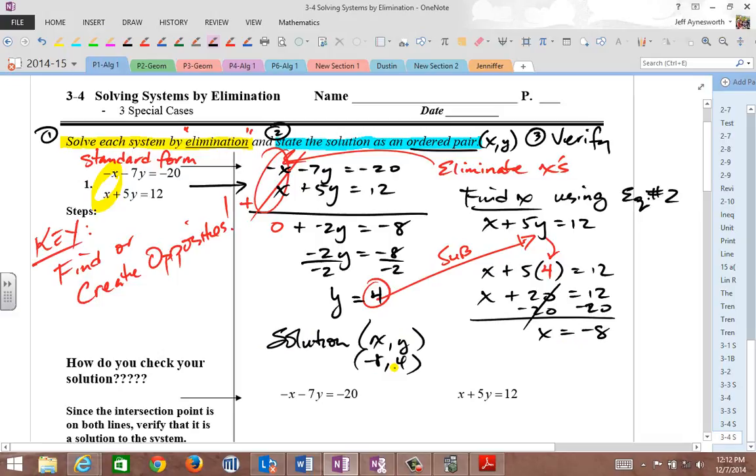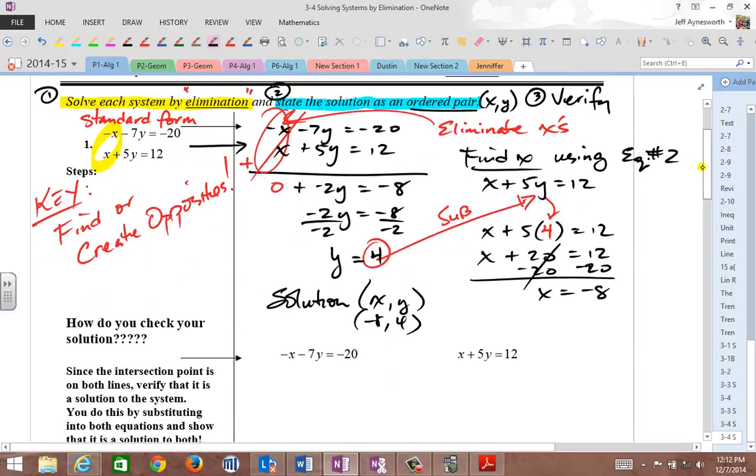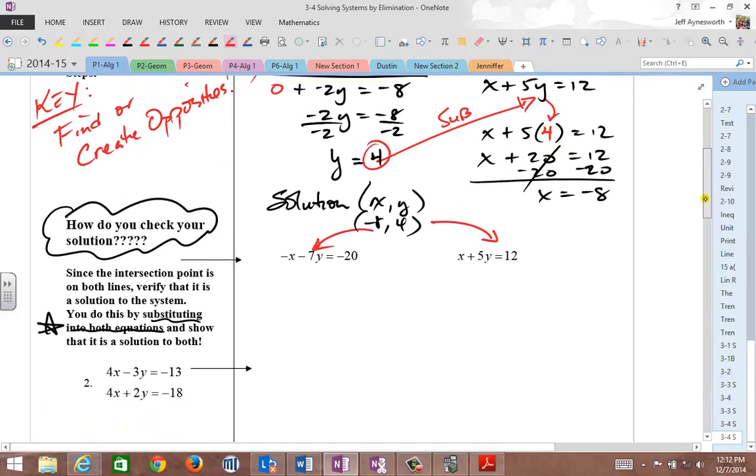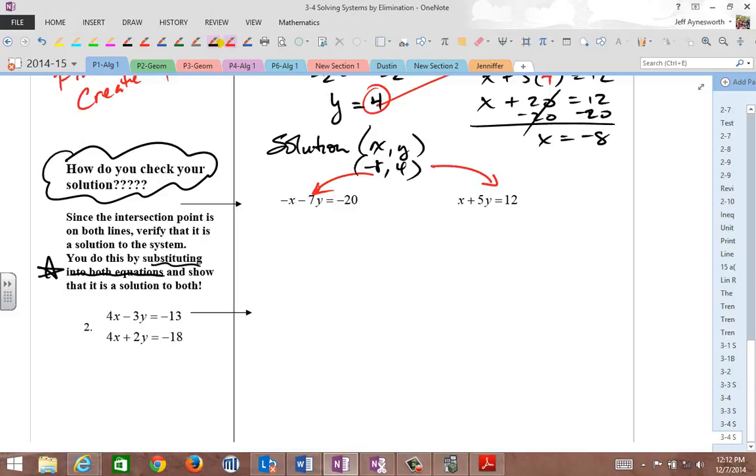The question is, how do you know if you're right? So let's talk about that. We solved it and we state it as an ordered pair, but how do you verify it? Well, you check your solution by substituting into both equations, one at a time. If we found it correctly, then it should satisfy both equations because the intersection point lies on both lines.